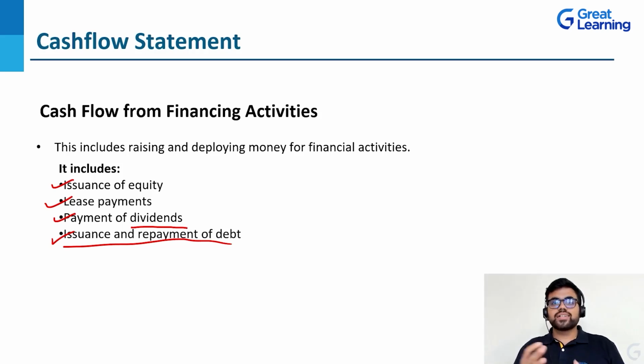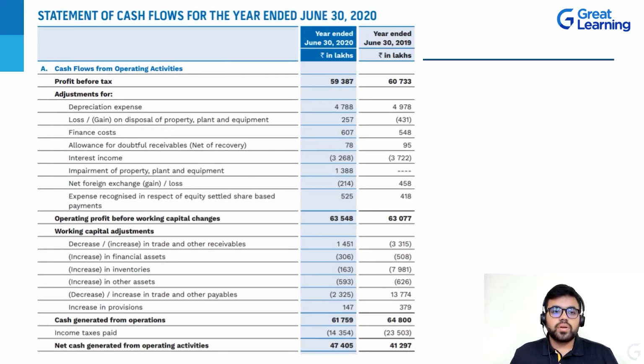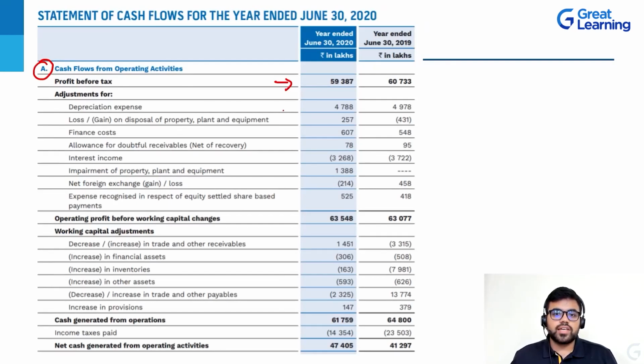Now let's look at a cash flow statement of a company. As mentioned before, it has primarily three types of cash flows. First is part A, that is cash flow from operating activities. We have seen in the income statement the profit before tax, so it is the same value. Let's check. In the income statement, we had this profit before tax on operations that was 59,387. Here we see that is the same amount in cash flow that has been carried forward from the income statement, 59,387. Now there are certain adjustments that are made.